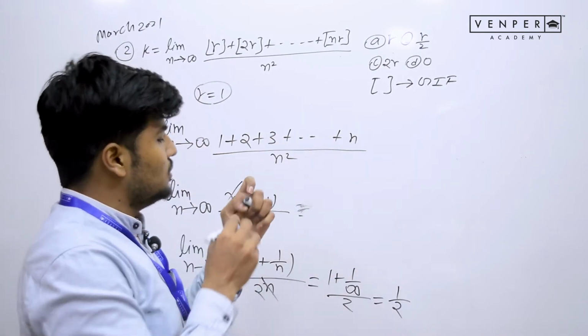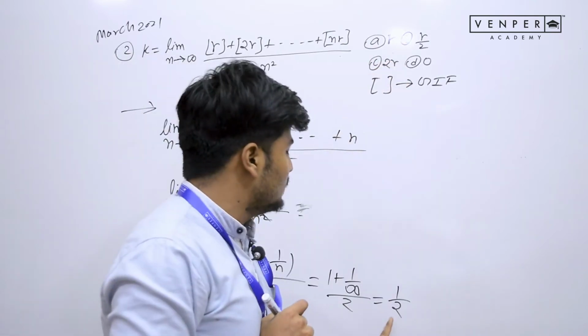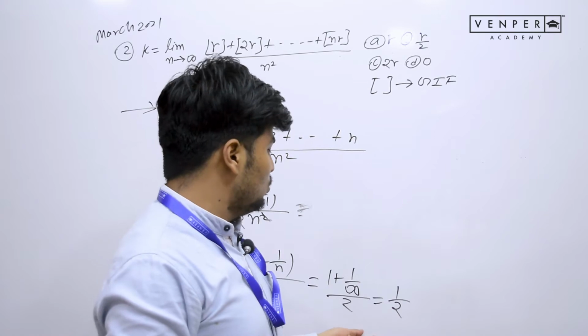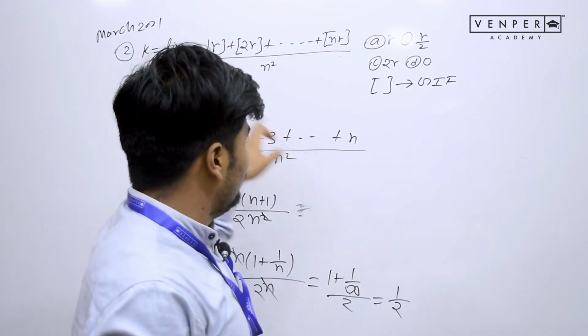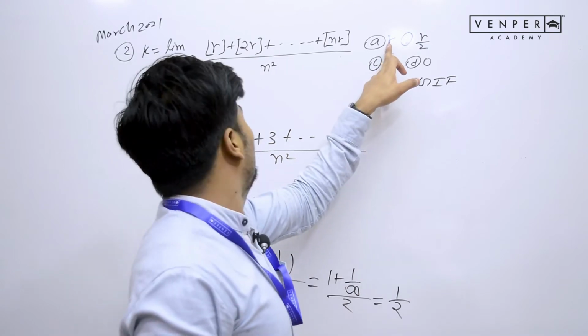Now let's go to the options and check. If I take the value of r as 1, which option will give me the answer 1 by 2? This is the shortcut I wanted you to use. If r is equal to 1, whichever option gives you the answer 1 by 2, that option must be correct. If I take r equal to 1, the answer is 1.